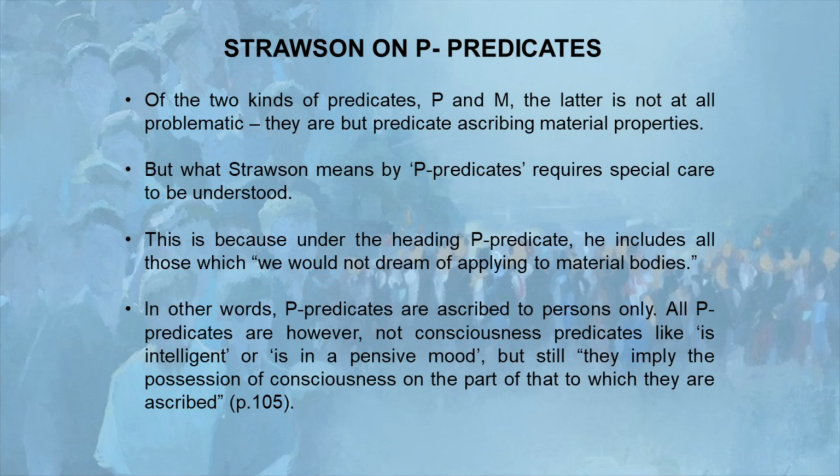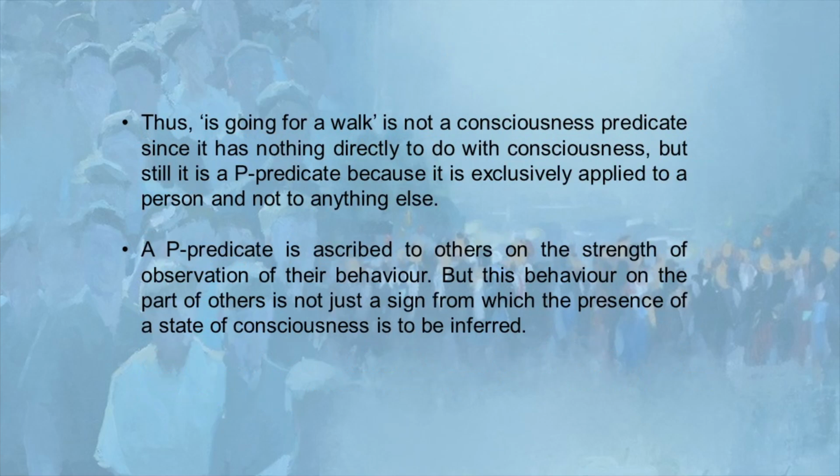All P predicates are, however, not consciousness predicates like is intelligent or is in a pensive mood, but still they imply the possession of consciousness on the part of that to which they are ascribed. It is written in his book Individuals, page number 105. Thus, is going for a walk is not a consciousness predicate, since it has nothing directly to do with consciousness. But still, it is a P predicate because it is exclusively applied to a person and not to anything else.